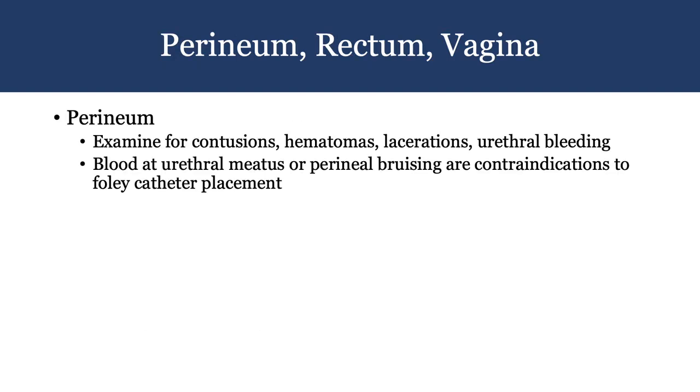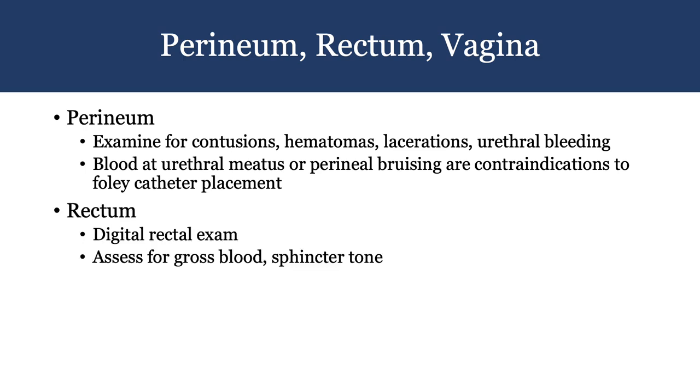Always inspect the perineum, the rectum, and the vagina. We want to examine the perineum for any contusions, hematomas, lacerations, and urethral bleeding. This could point to pelvic fractures and other concealed visceral structure injuries like urethral injuries. Blood at the urethral meatus or bruising of the perineum are contraindications to insertion of a Foley catheter because you may have a urethral injury and worsen it.